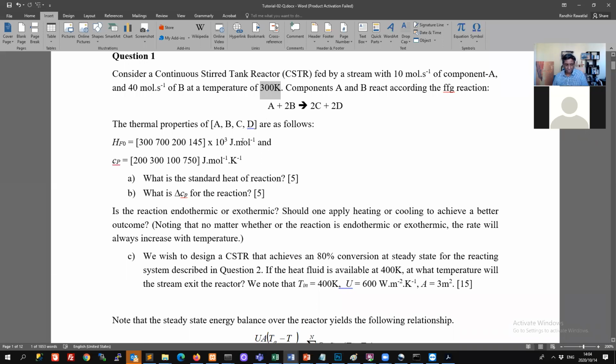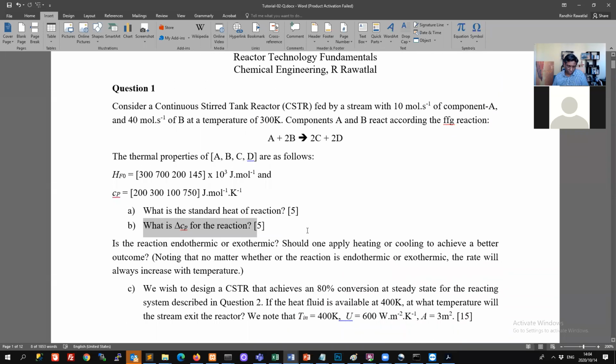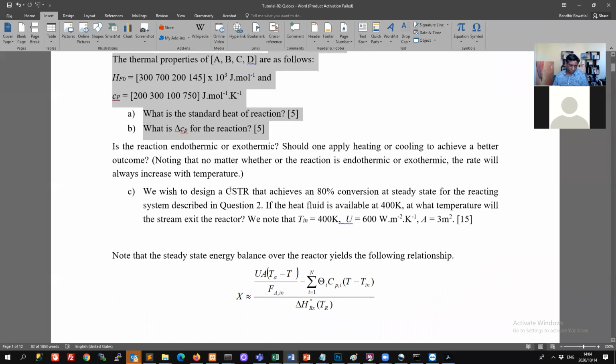We are also given the thermal properties. So we are given the heats of formation of all 4 components, and we are given the heat capacities of all 4 components as well. And the first one, simply, what's your standard heat of reaction? And then what's delta Cp for the reaction? That's basically working out some numbers there. And then we want to know, is the reaction endothermic or exothermic?